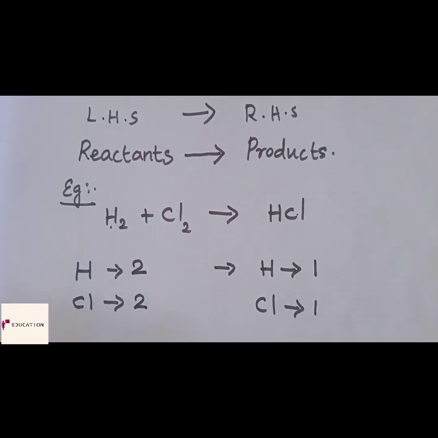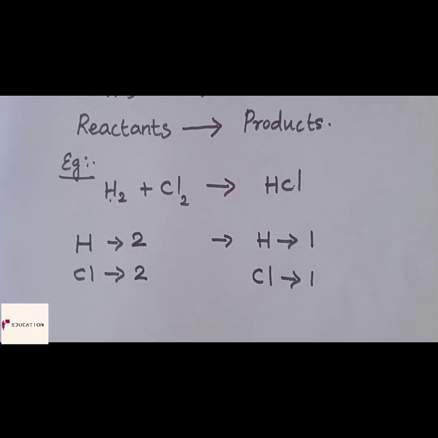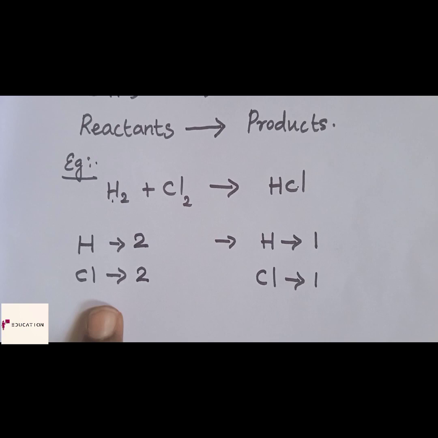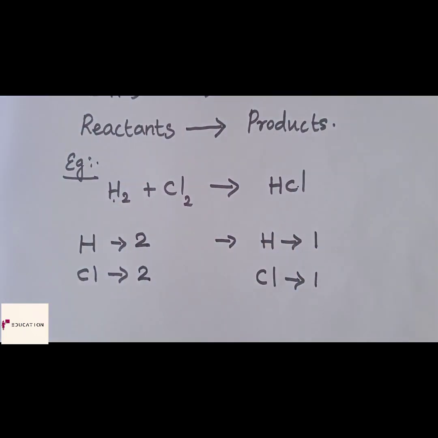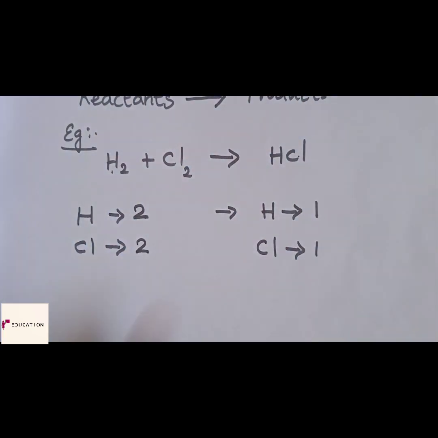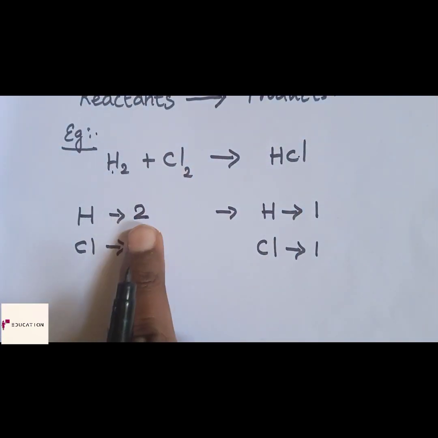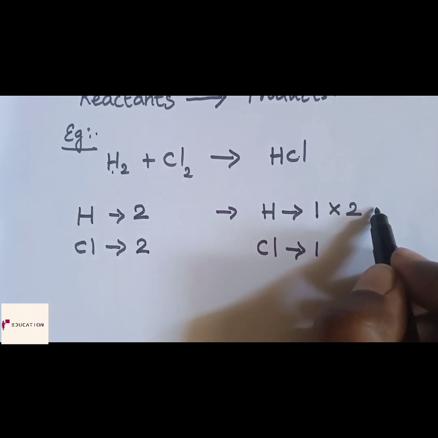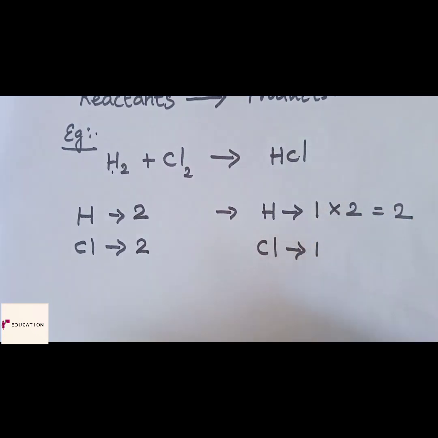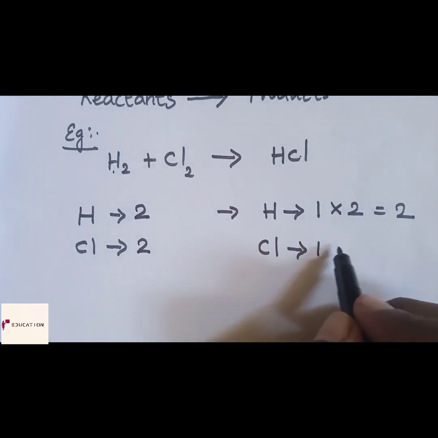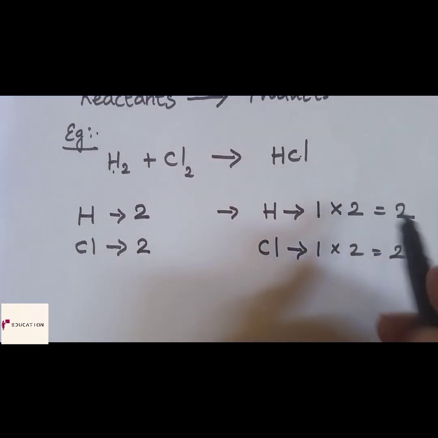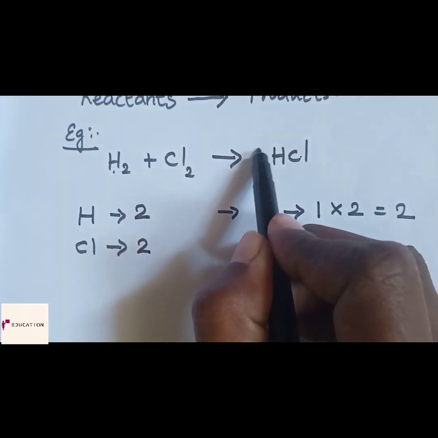Okay, the next step, where is the least number of atoms? You have to check whether in the reactant side or product side. So in the product side, the least number of atoms, hydrogen, 1. So here 2. Simply you multiply this by 2. You will get the 2 hydrogen atoms. And this, you will get 2 chlorine atoms. So commonly you can write here 2 HCl.